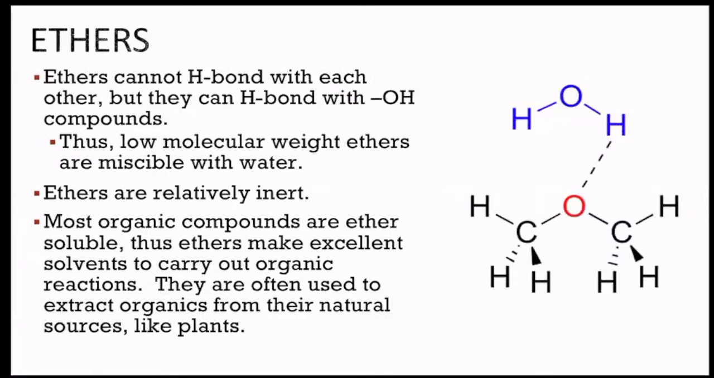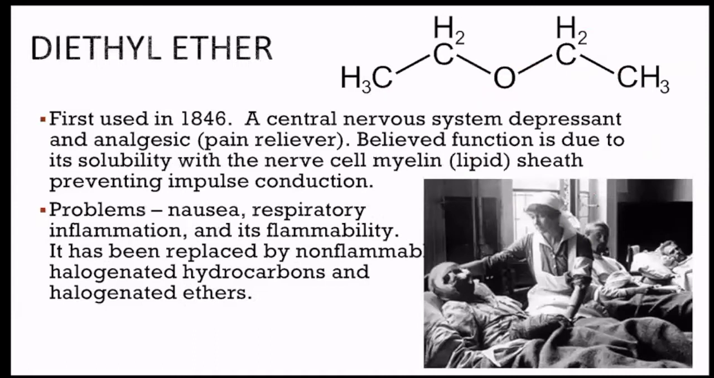So ethers cannot hydrogen bond with each other, but they can hydrogen bond with other OH compounds like water and alcohols. And that's, like I said, because of these electrons here, which provide this spot that's a little bit negative that's going to attach to this very much positive hydrogen. Ethers are relatively inert and they make excellent solvents because, like I said, they're non-polar, but they've got this region that's a little bit polar.